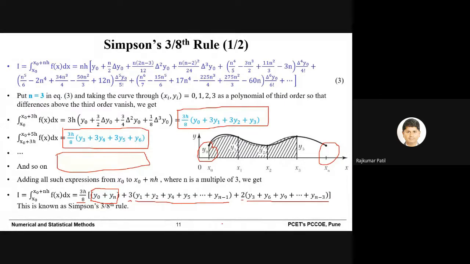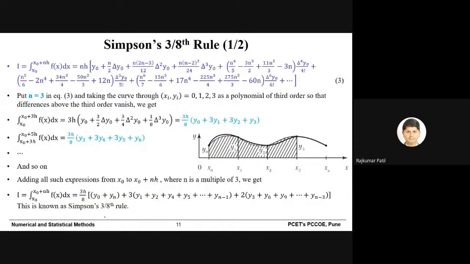So you can see the difference. In third part, 2 is multiplied with the sum of all the values of y which are divisible by 3, and remaining values you will see in second bracket, and whatever answer you will get, you just need to multiply it with 3h by 8. So this is how you can memorize this formula, and this formula is called as Simpson's 3/8 rule.